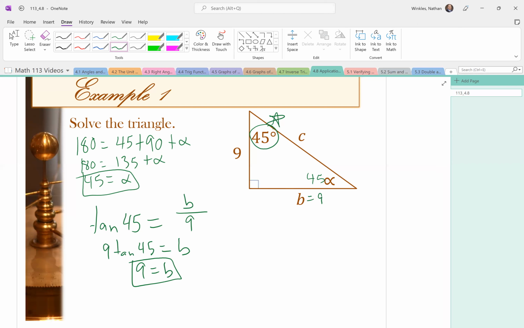We know two sides of a right triangle, so we can use the Pythagorean theorem: 9 squared plus 9 squared equals C squared. So 162 is equal to C squared. So therefore C is equal to 9 root 2, because when we took our square root here, the square root of 162 is 81 times 2. The square root of 81 is 9, so we can bring it out. So we've now found every side, every angle, so therefore we have solved this triangle.